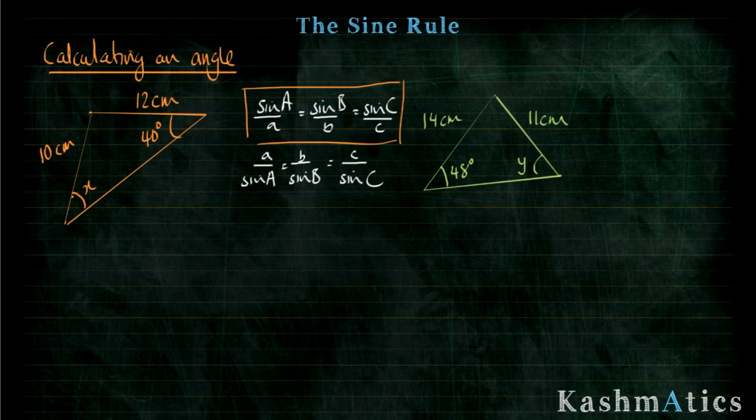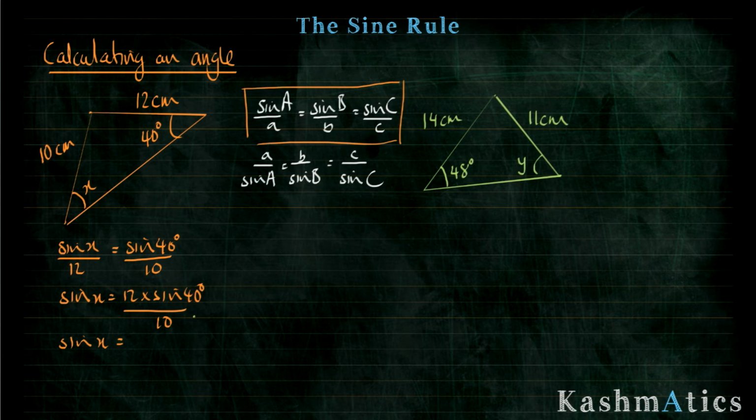So the angle I'm trying to find is x. So I'll start by writing sine x. Okay, sine x divided by the side which is opposite it, which is 12, is equal to the other angle, so sine 40 degrees divided by 10. So when I rearrange this, I'll get sine x equals 12 multiplied by sine 40 divided by 10. And what I'm going to do here is I'm going to work out what sine x is. Okay, so I'm going to work out what this is by typing it into the calculator. And that works out to be 0.771, and it carries on.